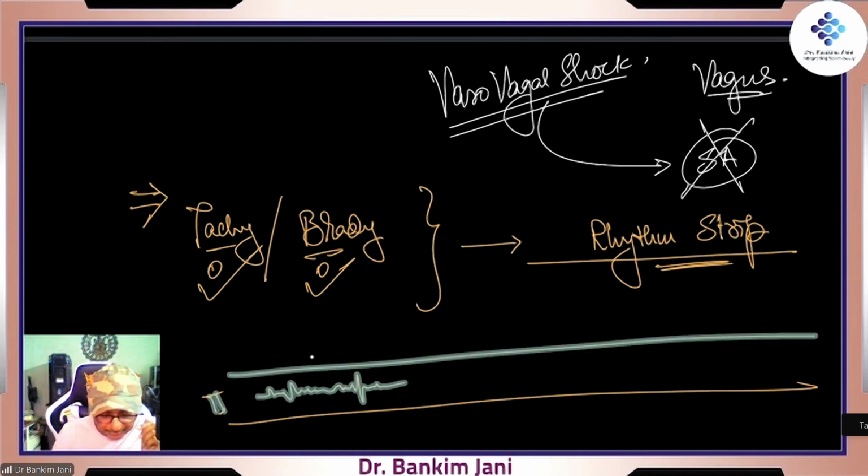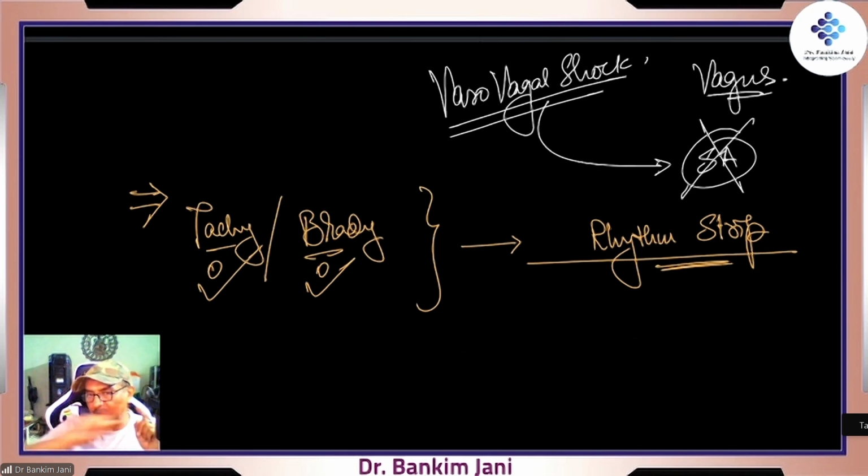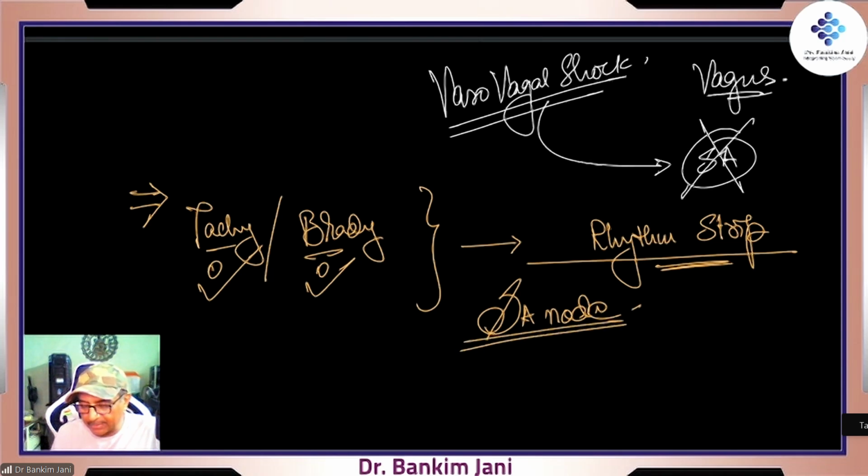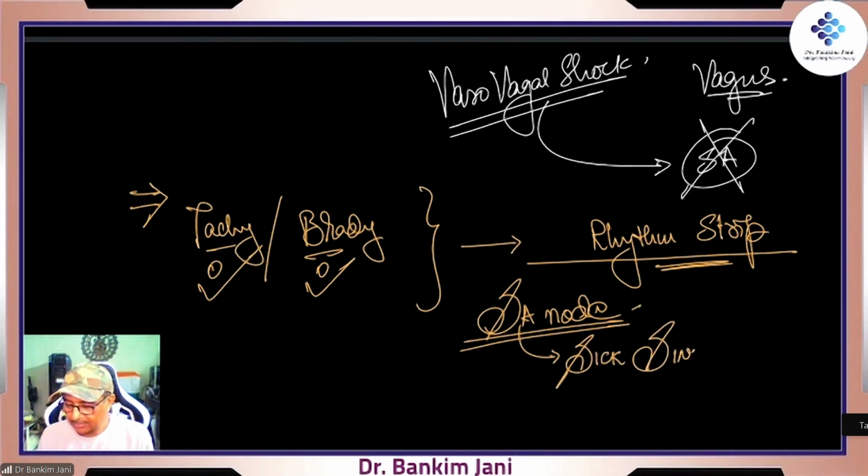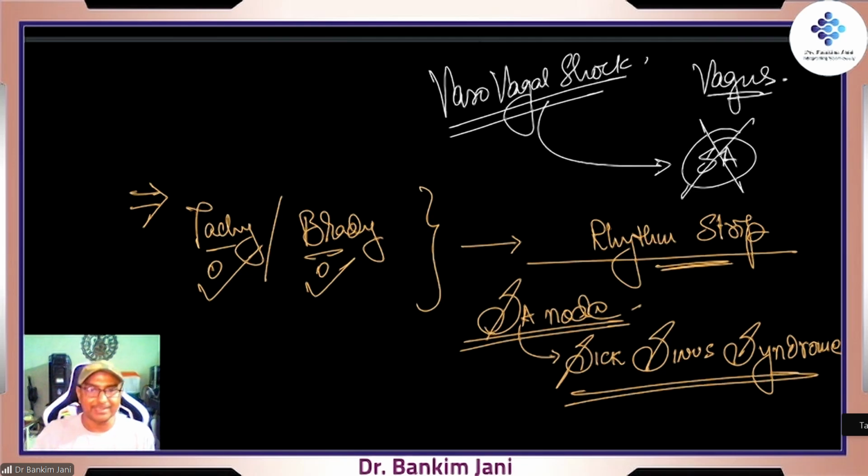So in a rhythm strip the same lead is taken for a longer duration, and in such strips you'll find that somewhere the beats are coming more rapidly, and somewhere they are decreased. This is because of the SA node. The SA node is firing in a very incorrect way, and that is what is called sick sinus syndrome, or SSS.